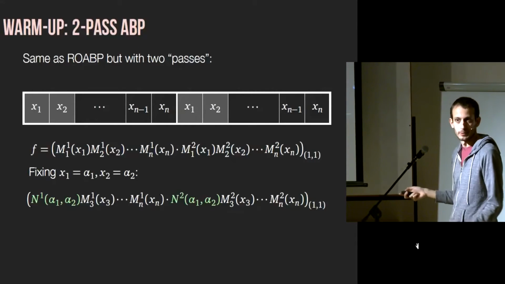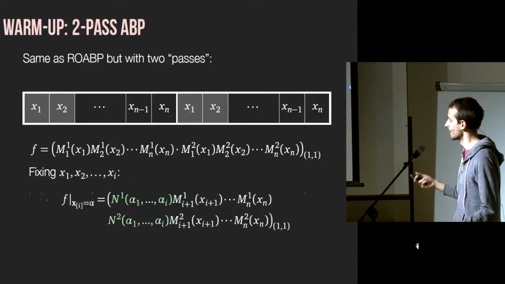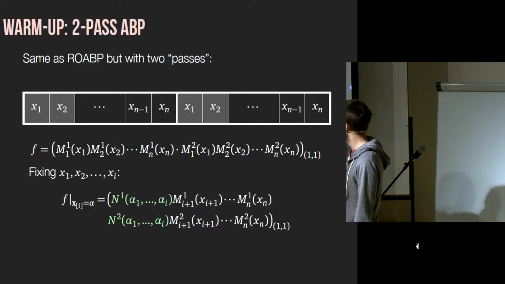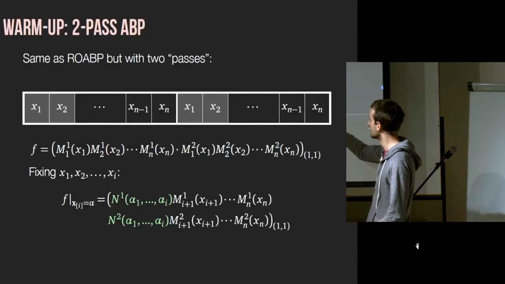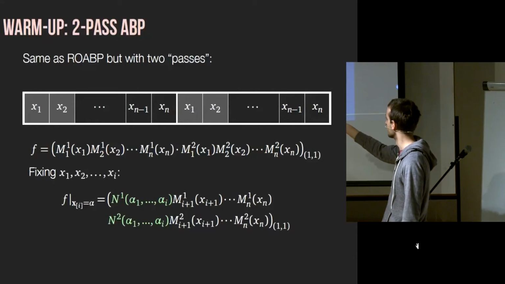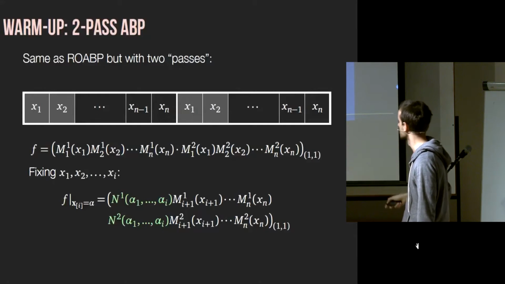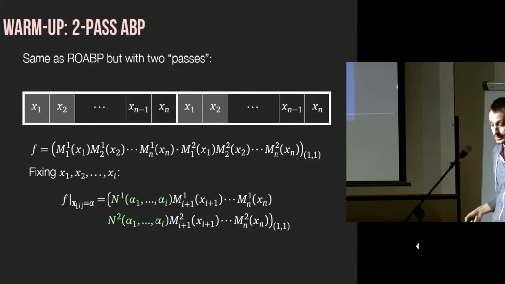Okay, we've seen what happens for 1 and 2. We can generalize what happens when you fix x1 to xi to alpha 1 to alpha i. Again, you get this expression where you have some matrix of constants that multiplies the matrices of xi plus 1 to xn, and another matrix of constants that multiplies the matrices of xi plus 1 to xn the second time they are read.